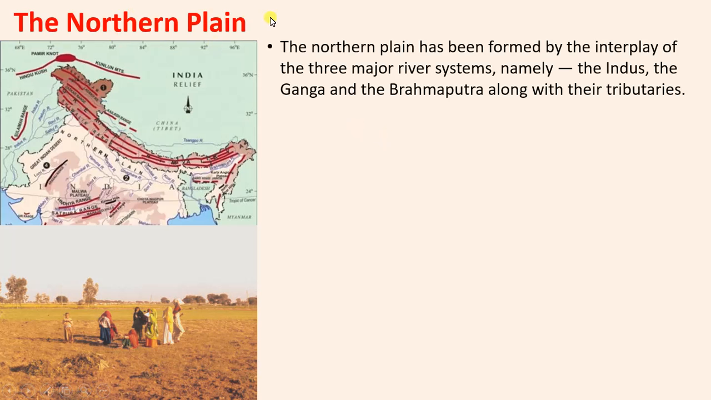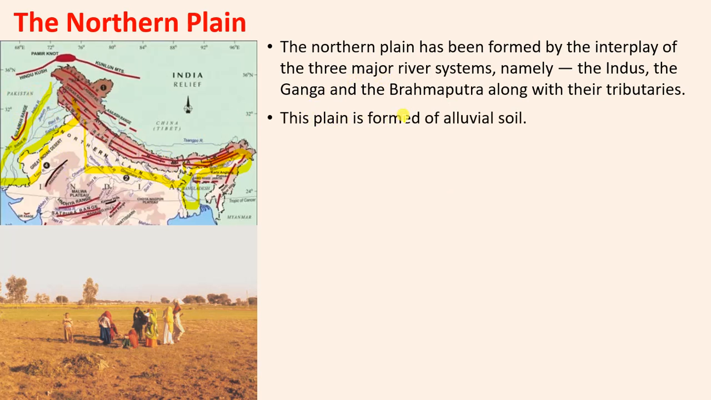The northern plains have been formed by the interplay of three major river systems, namely Indus, Ganga, and Brahmaputra. If you see the map, the Indus River and its tributaries are seen in this area, the Ganga River system is seen in this region, and the Brahmaputra River system can be seen in this area. So these three main river systems are responsible for the formation of the northern plains in India.